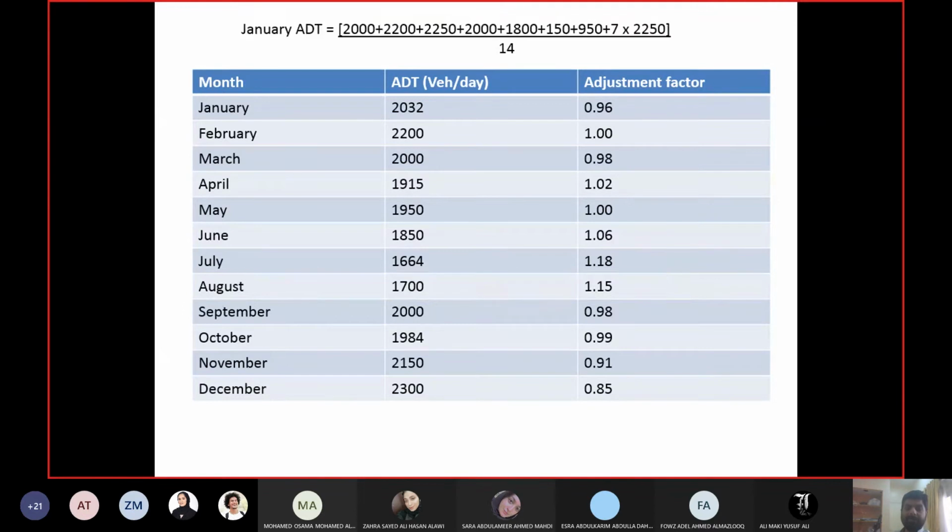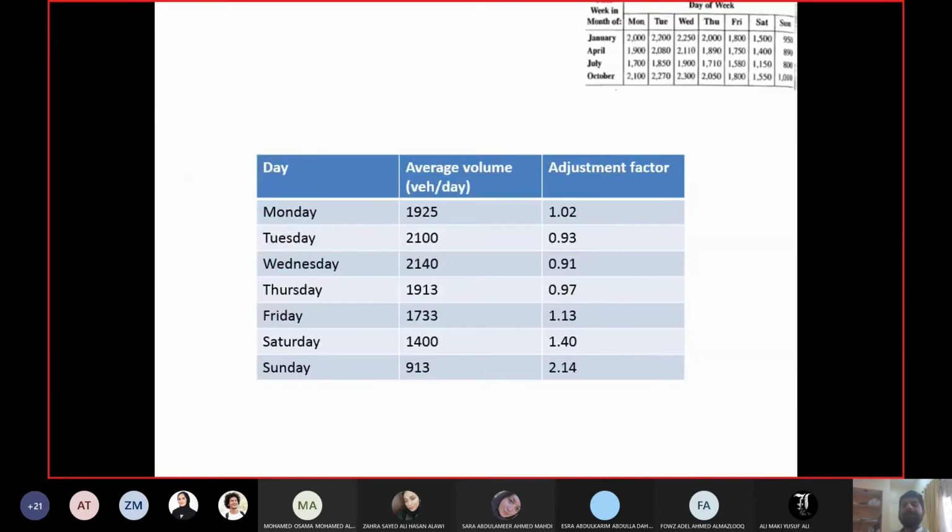Now for the daily adjustment factor, in the second table, no day is mentioned. So I cannot use the data from the second table for calculating daily adjustment factors. Because in the second table they said, in January the traffic is 2,250 for the whole week. In the whole week I have all the days, so I cannot use that value, right? So the only values which I can use for the daily adjustment factors are the values from table 1.